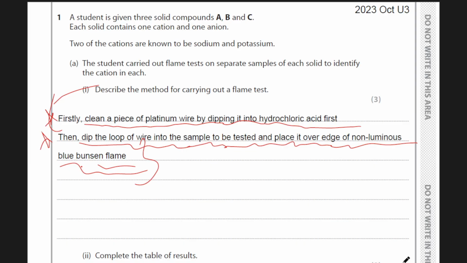we can remove them, and then we dip it into the sample being tested and place it over a non-luminous blue Bunsen flame. The non-luminous blue Bunsen flame is also important, because we do not want the cation's flame color to be mixed with the color of the Bunsen flame itself. That is why it's important that the Bunsen flame should be non-luminous blue.